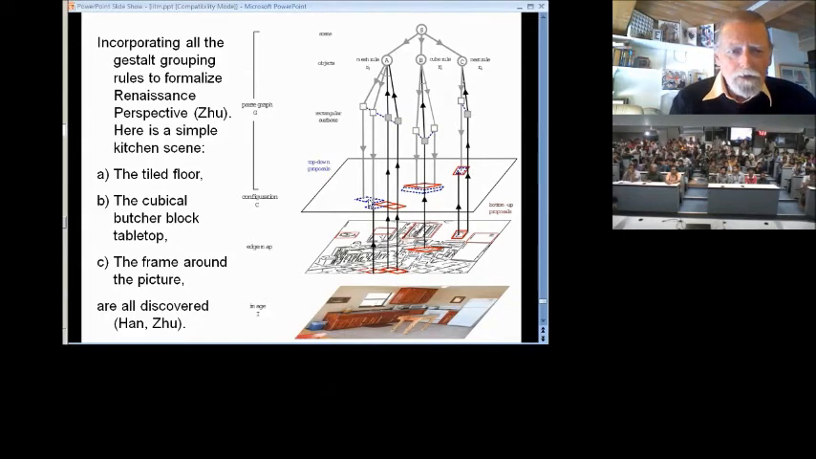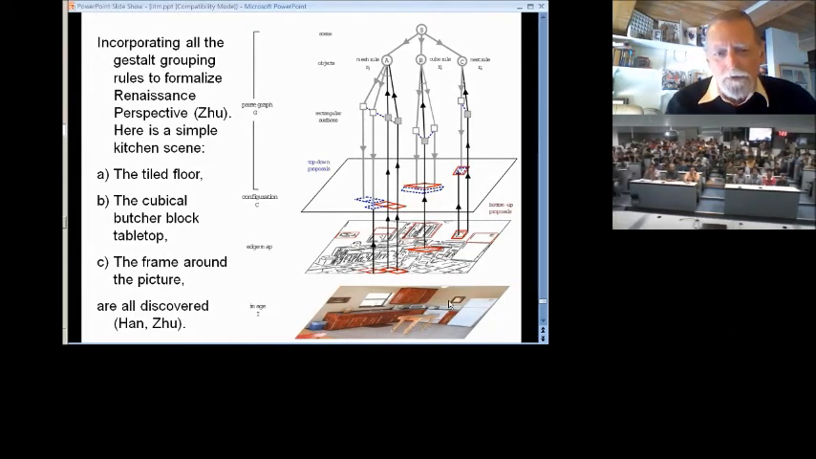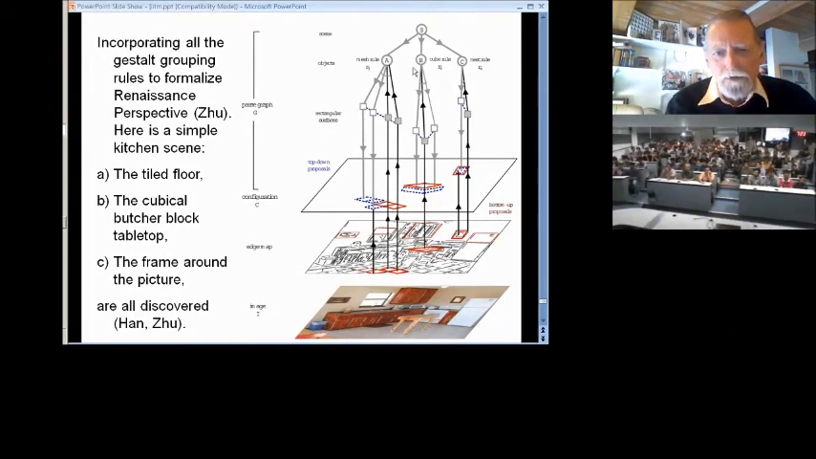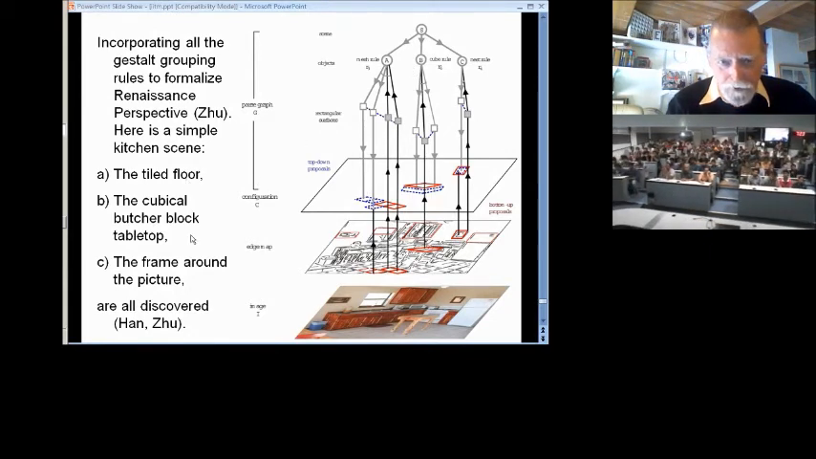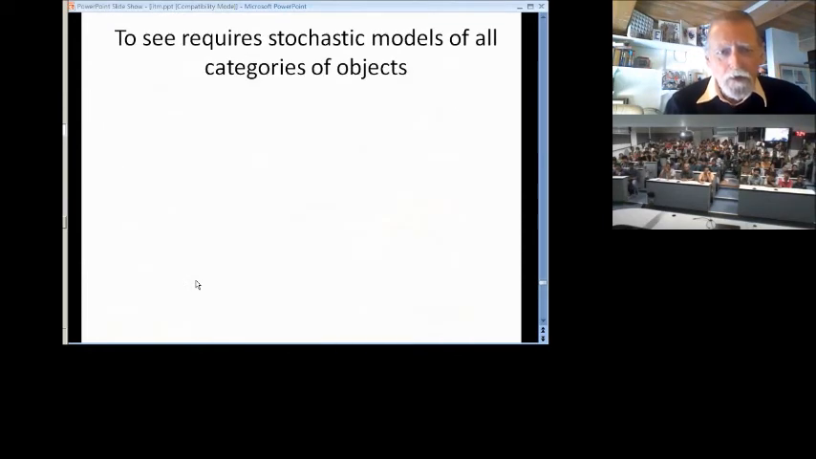So here was an object with a frame. So he had essentially all the basic elements of perspective geometry built into the grammar and this kitchen scene, which of course was ideal for that sort of reconstruction, was then parsed bit by bit by applying these grammar rules which would produce things like tiled floors, tables, and frames. So he had a whole series of rules for this. So this is going nicely.